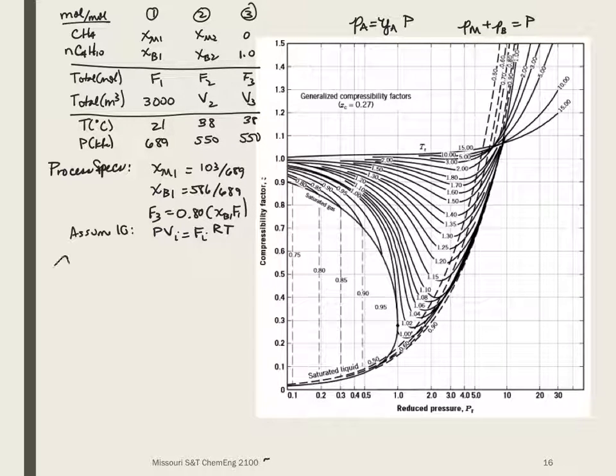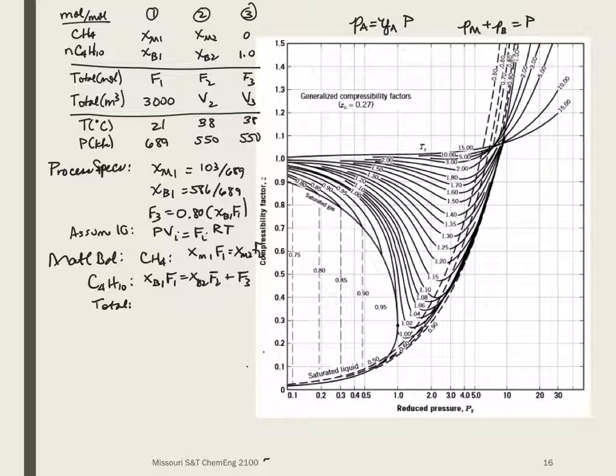Now the material balances. For CH4, there's no reaction, so XM1F1 equals XM2F2. All of the methane goes out in stream 2. And for the butane, I know that the amount that comes in leaves as either a component in stream 2 or in stream 3. And I also have the total balance, F1 equals F2 plus F3.